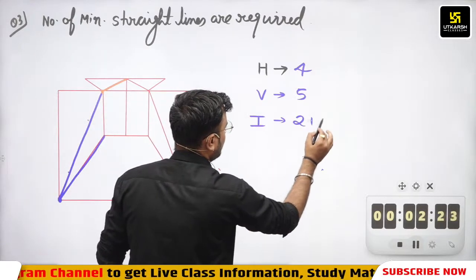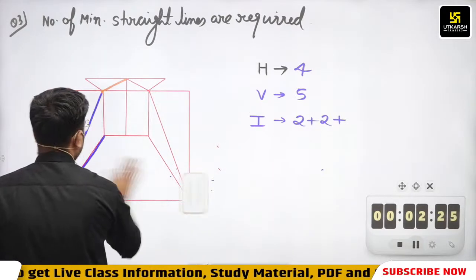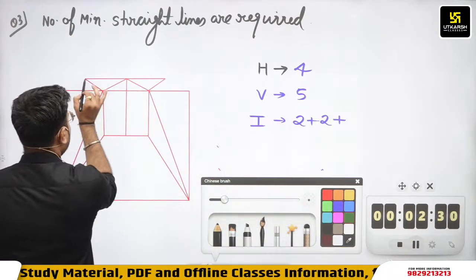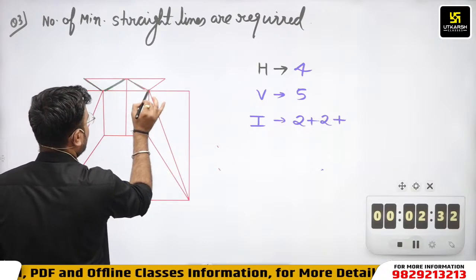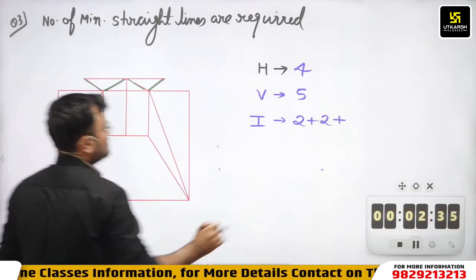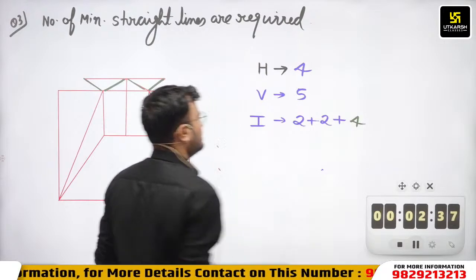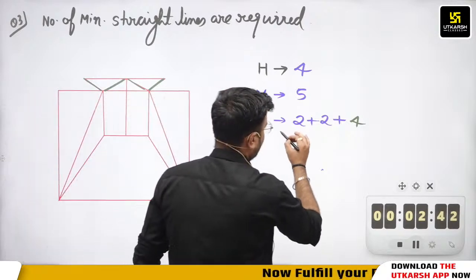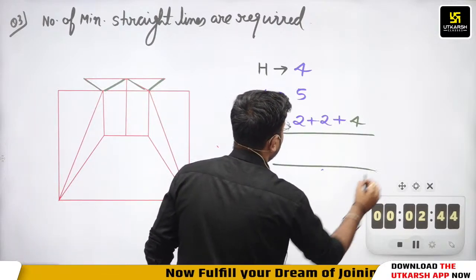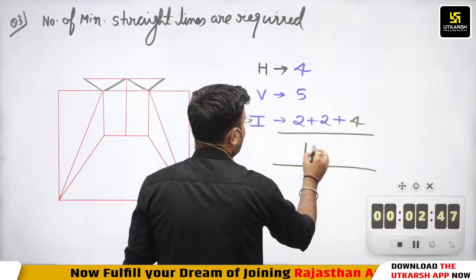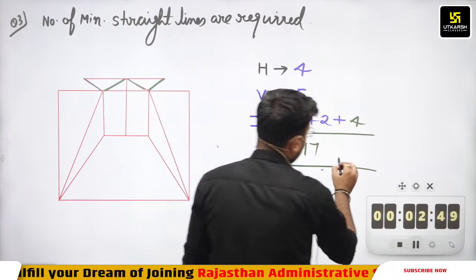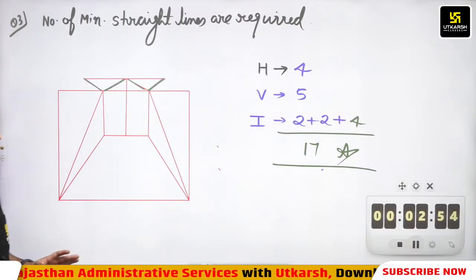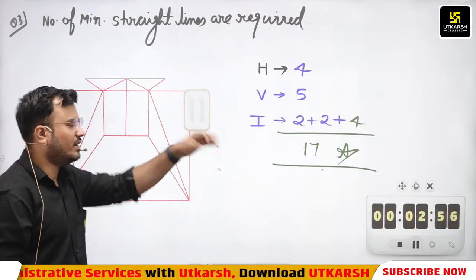So 2 plus 2. Now we are going to count these inclined lines. First, second, third and fourth. So these are also considered as 4 different straight lines. So total 8 inclined lines are there in this figure. Now if I add all these numbers, total 17 minimum straight lines are required to draw this figure. Now I hope you understood very well. So total 17 straight lines are required to draw this figure.